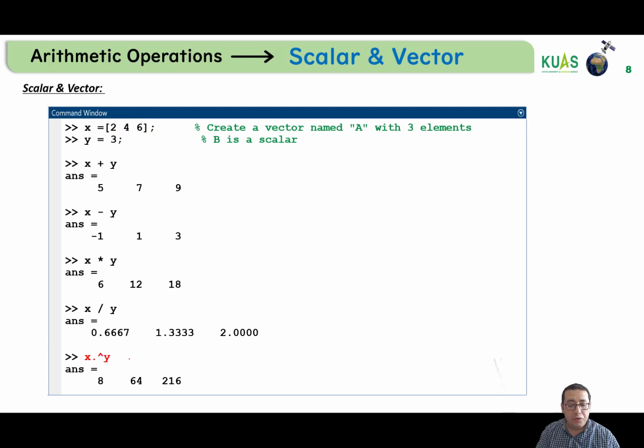In the case of the power, we should use X dot to the power Y. In that sense, it will be 2 to the power 3, it will be 8. And then 4 to the power 3, it will be 64. And then 6 to the power 3, it will be 216.